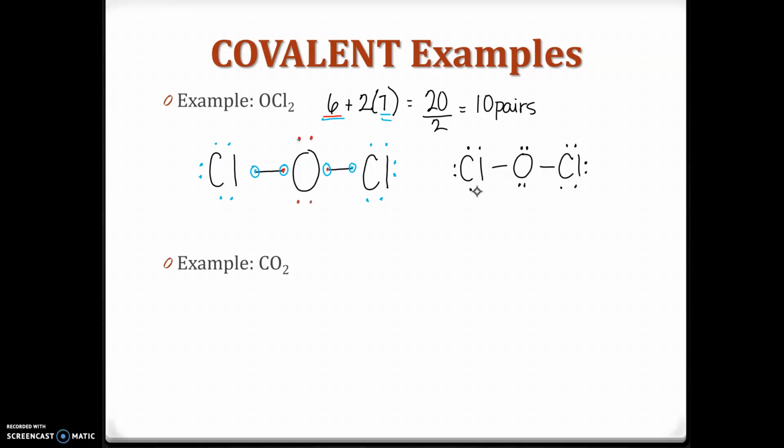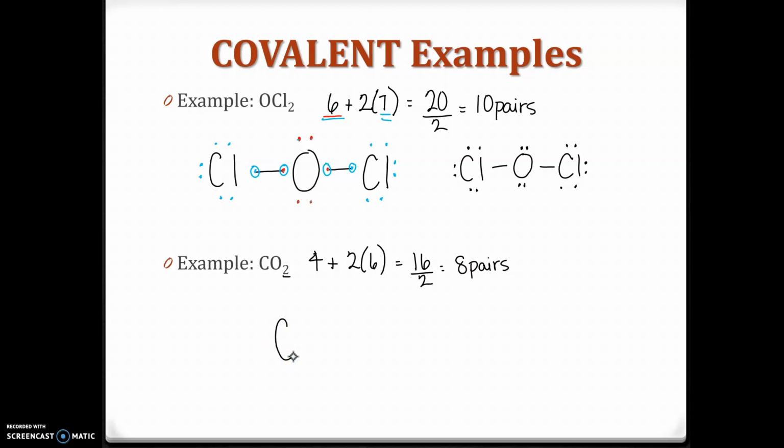The next example that we're going to do is carbon dioxide, CO2. We have carbon, so we know that's the central atom. Then we need to count our valence electrons first. I got ahead of myself there. Carbon has 4 valence electrons plus 2 times 6, because there's 2 oxygens. So 2 times 6 is 12 plus 4 is 16 electrons, divided by 2 tells me that I'm going to have 8 pairs.